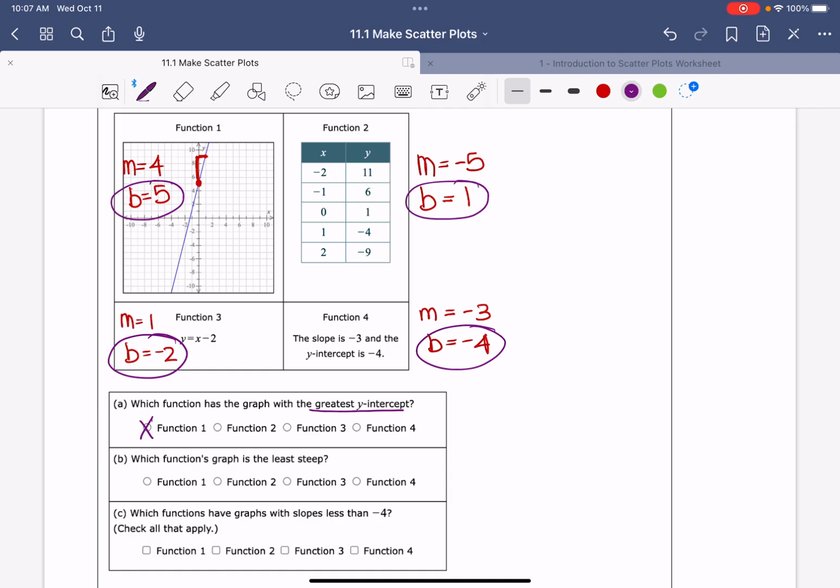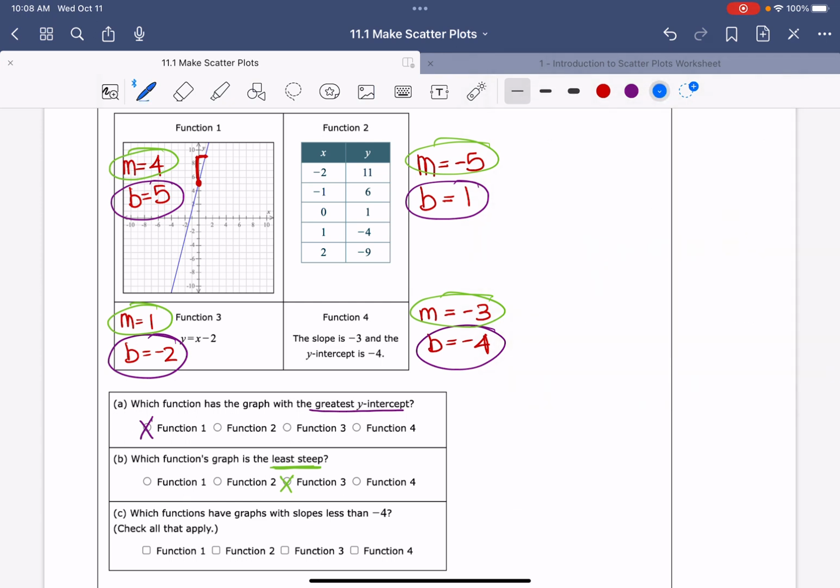Okay, the next question says which function's graph is the least steep? So that means it has the smallest slope. So if I look at all these slopes, I got 4, 1, -5, -3. The one with the smallest slope is function number 3.